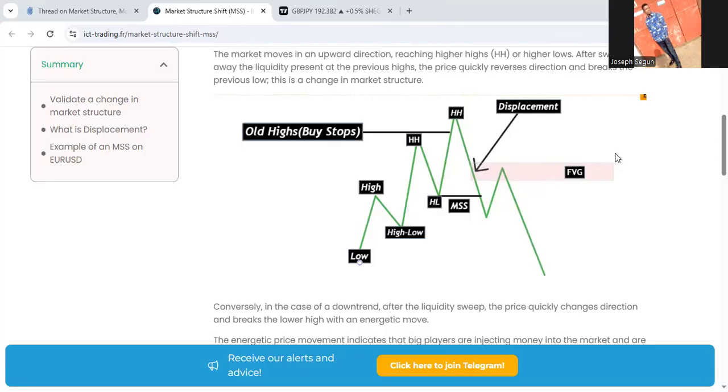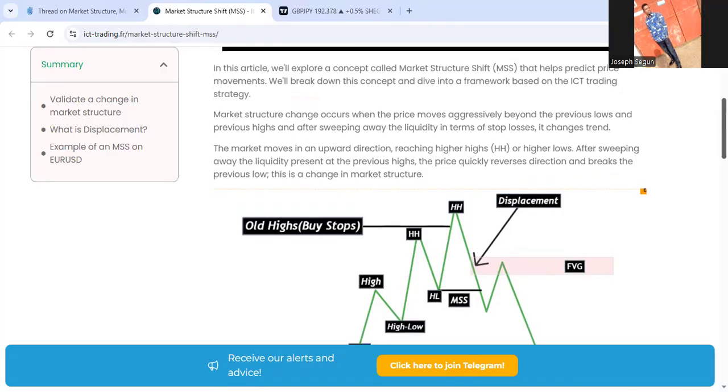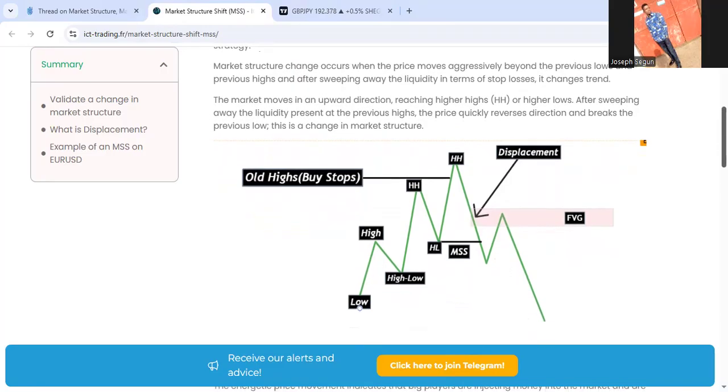In today's class, I'm going to be teaching you what we call MSS, that is market structure shift, and some people call it change of character. All right, so can you take a look now?